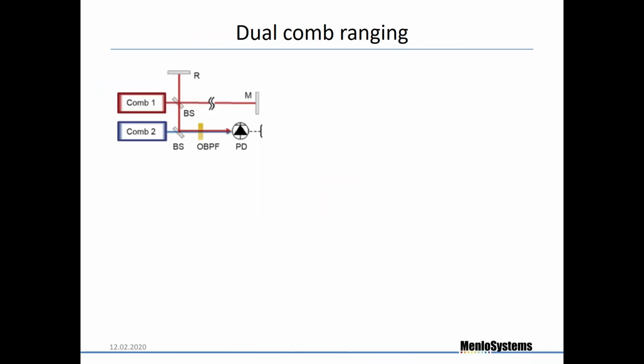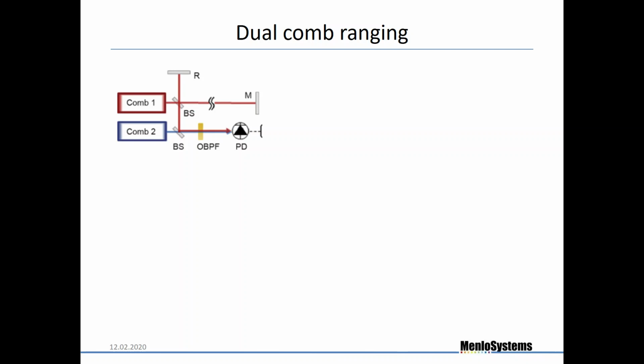Another application, dual-comb ranging, and please forgive me that I don't explain dual-comb spectroscopy, which is very important as well, but I will explain dual-comb ranging. And here's how it works. You have two frequency combs that have slightly different repetition frequency. And the first frequency comb is split up in a Michelson interferometer with a reference arm and a measurement arm. And the task here is to measure the difference in length between the reference and the measurement arm.